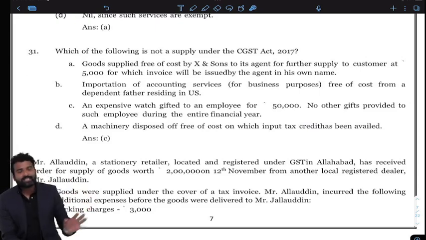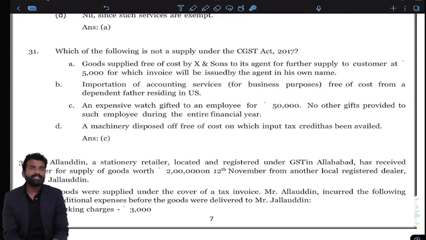Complete amount is taxable. If it is crossing 50,000, it is not a basic exemption limit. Complete 52,500 will be taxable. Okay.